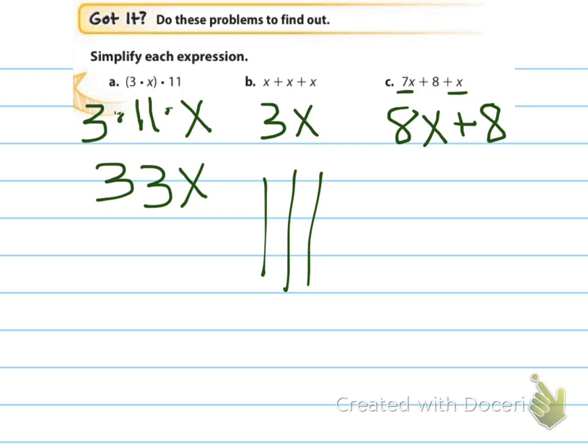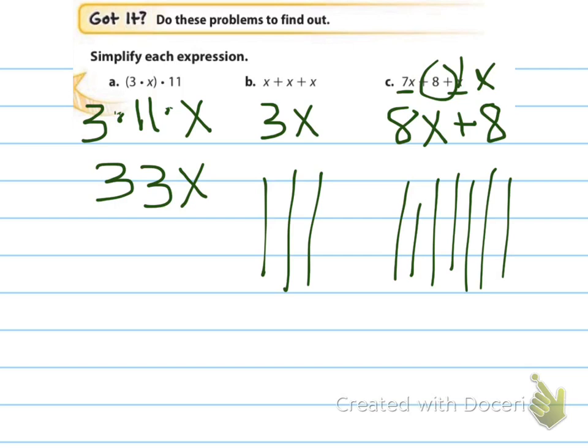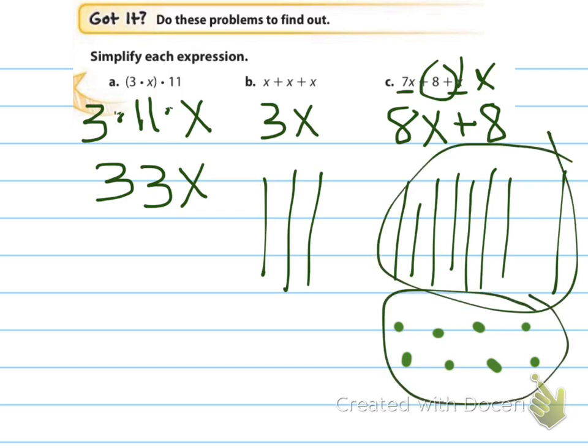For C, again, I could use the sticks, but I just knew that I've got 7 x's and then 1 x over here. And if I'm combining that, then that's going to be 8 x's altogether. I can't combine my 8 in the middle because that is the ones, that's not x's. So again, if I were to use my sticks, 1, 2, 3, 4, 5, 6, 7, and then my dots, 1, 2, 3, 4, 5, 6, 7, 8, and then another x over here, I have 8 x's altogether plus 8 ones. So 8x plus 8.